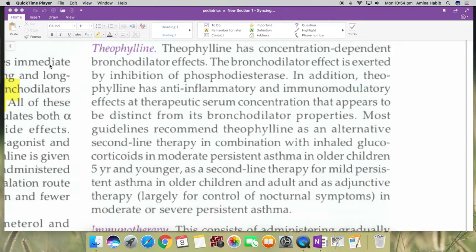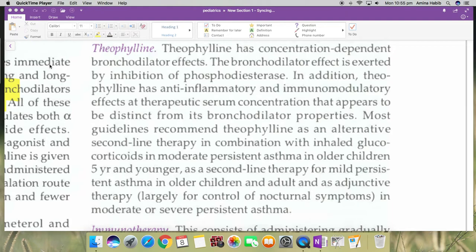It can be combined with steroids in case of moderate persistent asthma, and that too in children more than 5 years of age, who are elder than 5 years of age. And yes, as a second line drug for mild persistent asthma, and as an adjunctive therapy in moderate or severe persistent asthma. So whenever there is persistent asthma, mild, moderate, severe: mild persistent asthma in case of older children more than 5 years, moderate persistent asthma along with steroids, and even severe asthma, it can be tried as an add on drug or as an adjunctive drug.